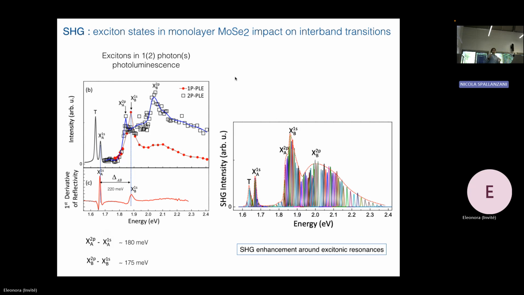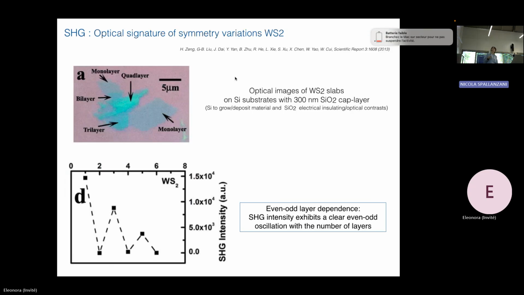And what I want to put in evidence is that excitonic effects can be strongly important for second harmonic generation. So if you have a material and you are measuring or calculating second harmonic generation, you expect to have some enhancement around these excitons. So the electronic structure is important when you calculate second harmonic generation; this is what comes out from many studies.